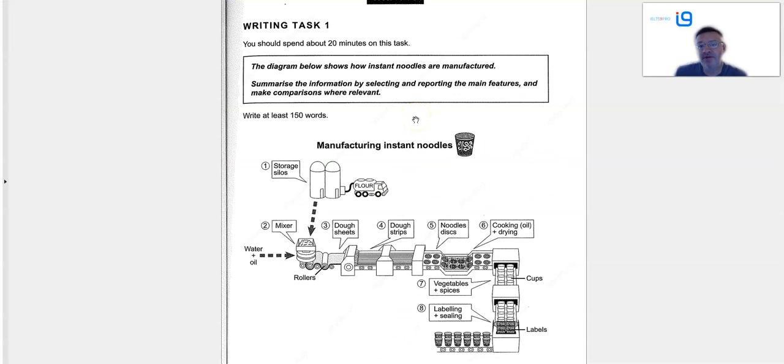This is from Cambridge 15, test number 3. Okay, so you can see the diagram below shows how instant noodles are manufactured. Select, report, main features, etc., etc.